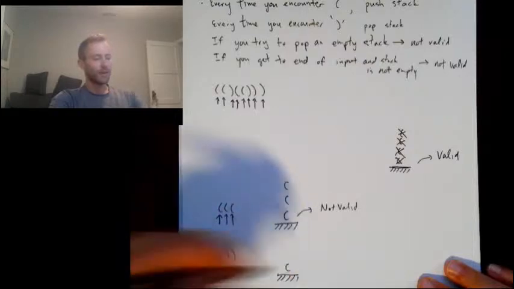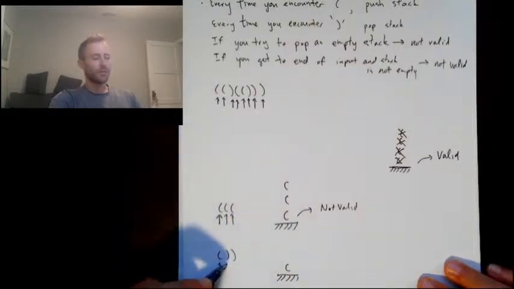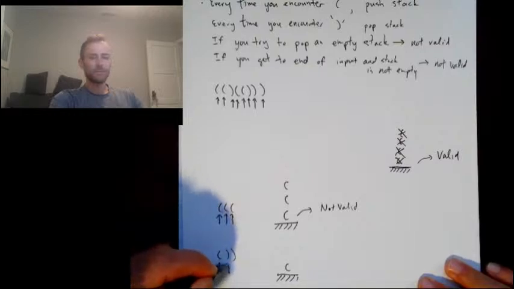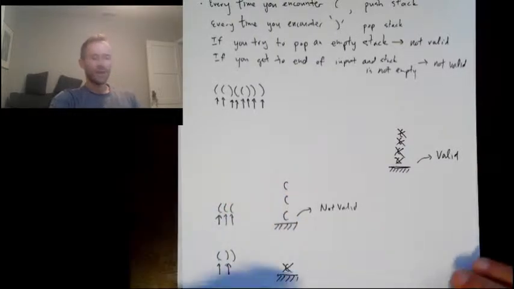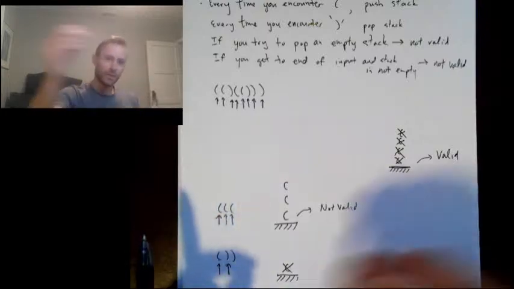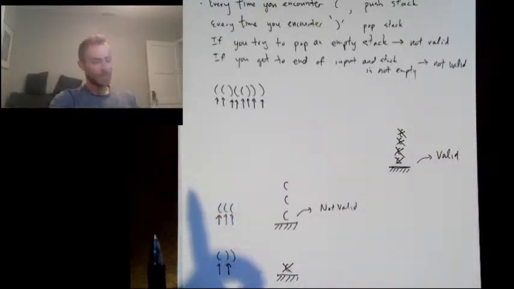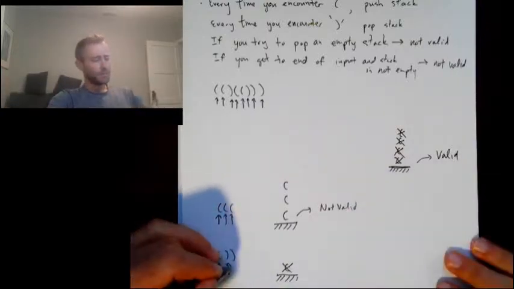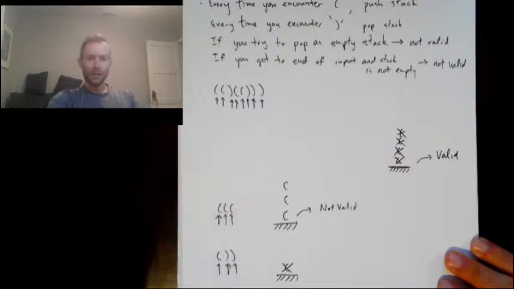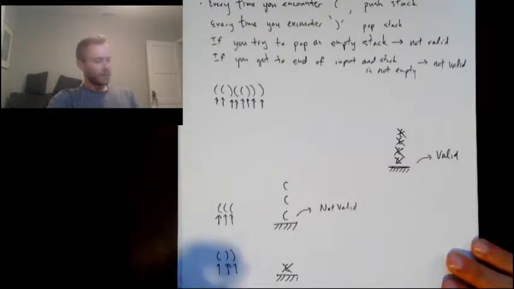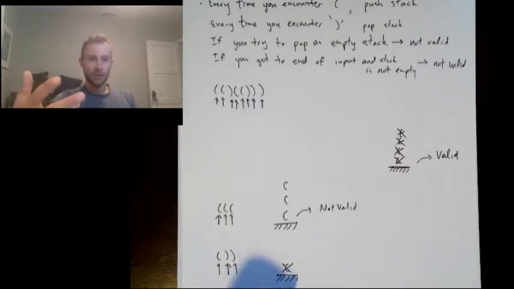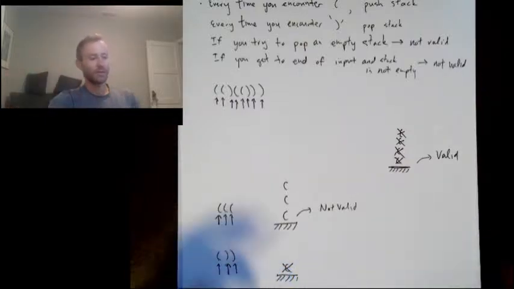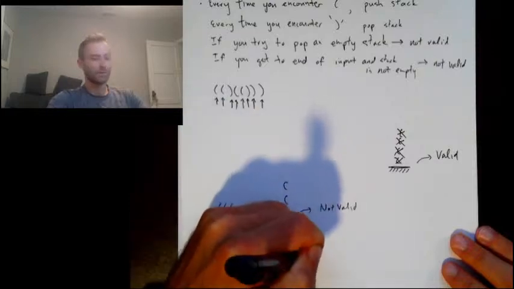Here I encounter an open parentheses, so I push the stack. Here I encounter a closed parentheses, so I pop the stack. I'm just Xing out, but if you were to actually pop the stack, you remove it completely. And then here I encounter a closing parentheses, so I pop the stack, but the stack is empty. So I'm trying to pop a stack that doesn't have anything in it. And anytime you do that, you know you have something that's not valid.